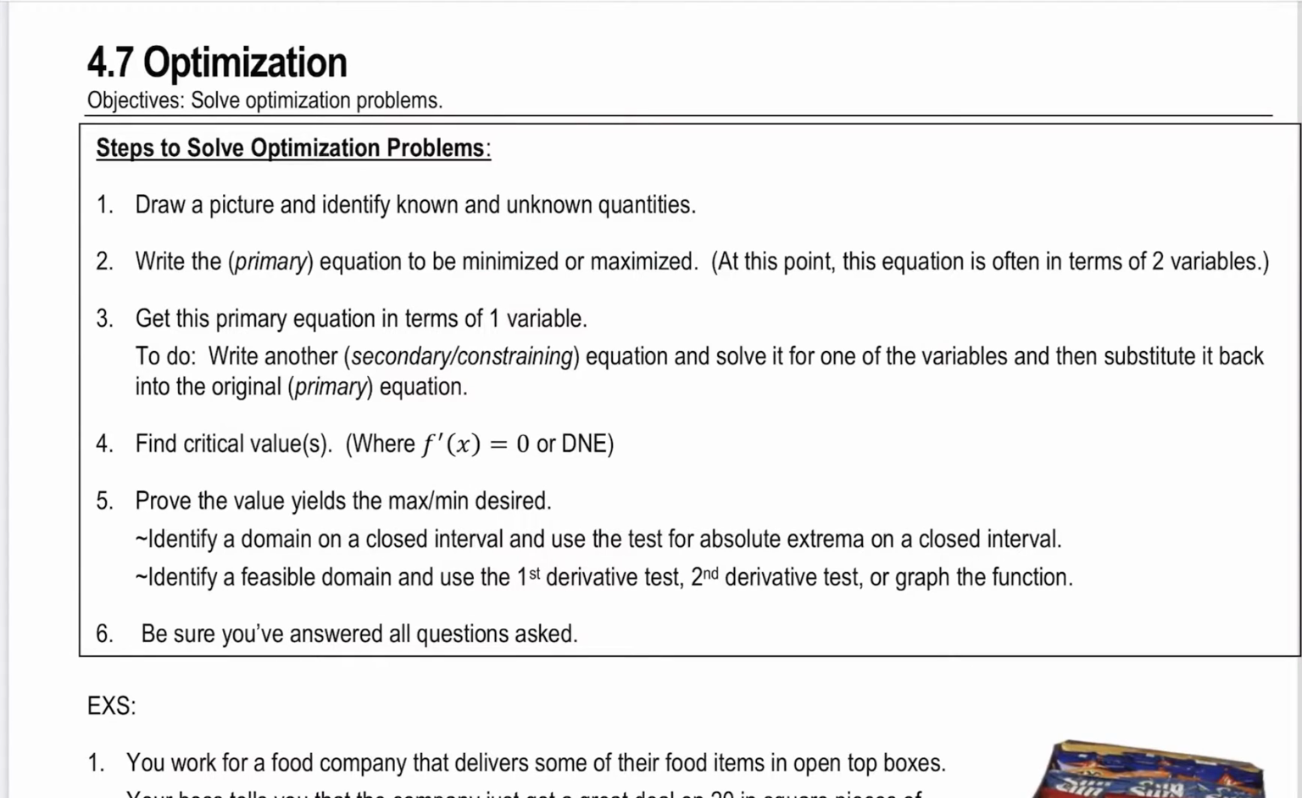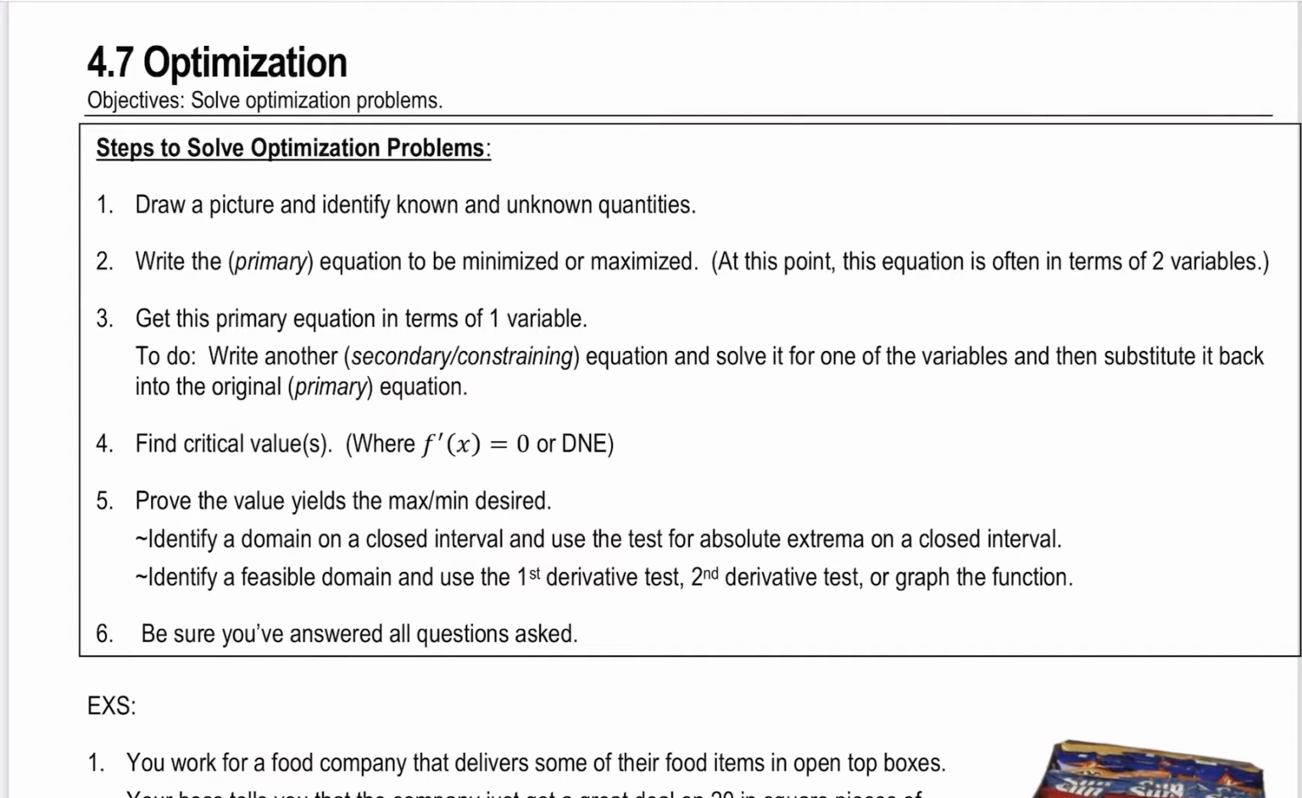Section 4.7 is on optimization, and optimization really involves finding maxes and mins, something that we've been working on a lot throughout many of the sections in this chapter. So we're going to start with the first example that isn't going to involve as much of the details that are listed out in steps 2 and 3.